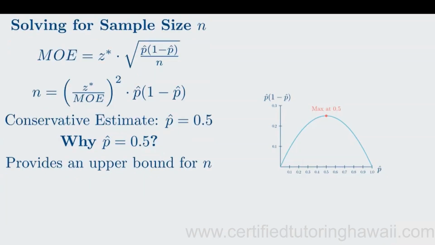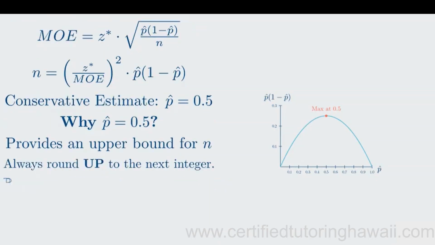One final crucial rule for sample size. Because you can't survey a fraction of a person, you must always round your final answer up to the nearest whole number, even if the decimal is very small. If you round down, your margin of error will be slightly larger than your target.